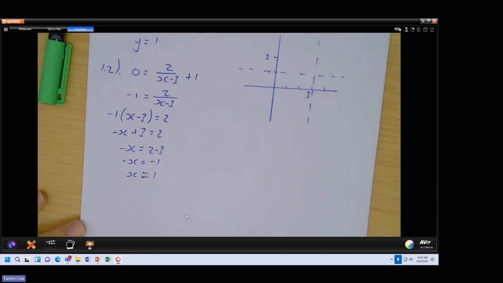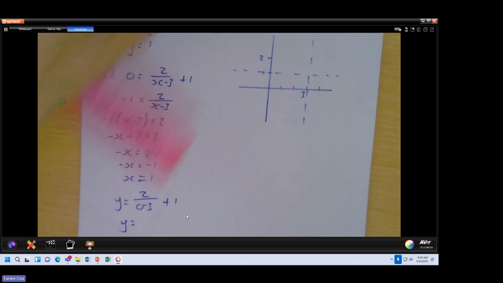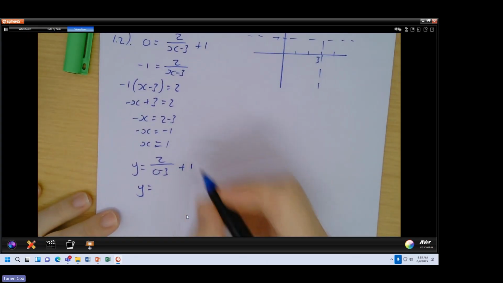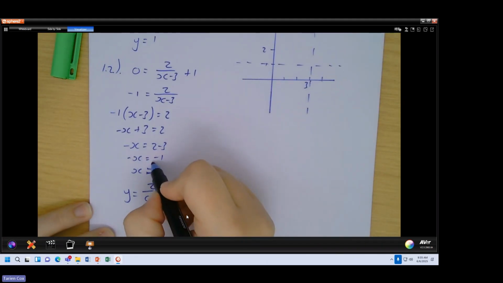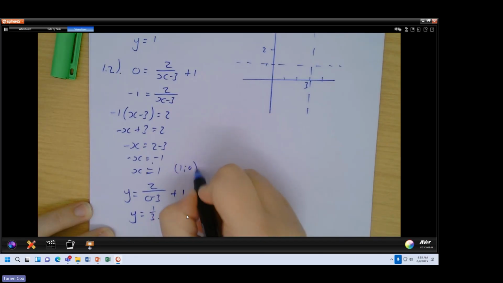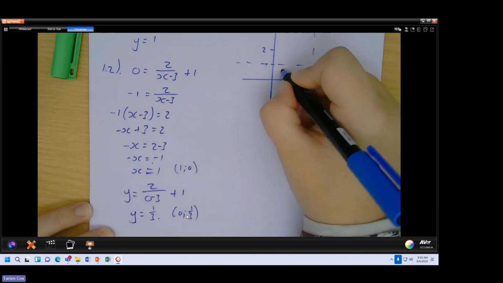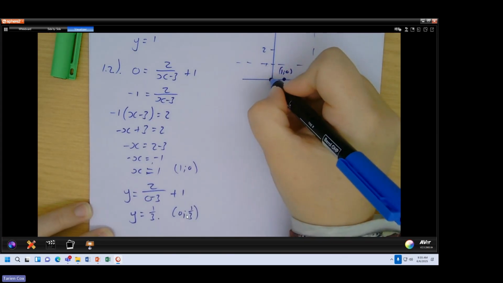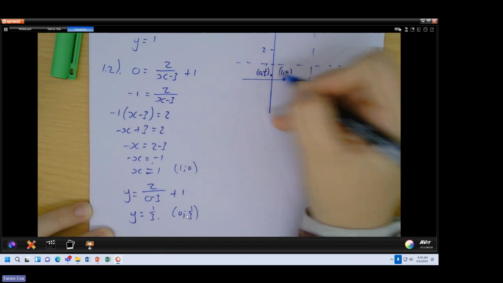Oh my goodness, I forgot to get the y-intercept. My apologies, grade 12s. For the y-intercept, obviously make x 0, so 2 over 0 minus 3 plus 1. My apologies. That gives me 1 over 3. Right, so now I've got my x-intercept, which was 1 and 0. My y-intercept is 0 and a third. So I've got my coordinate here, 1 and 0. And then the third will be around about here, so 0 and a third.